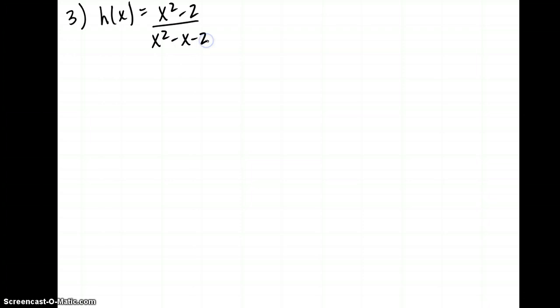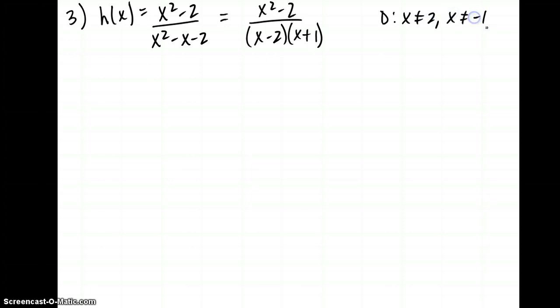Minus 2. So before even attempting to determine the domain, let's simplify the expression if we can. Numerator is not the difference of perfect squares, so we'll leave it as is. The denominator factors into x minus 2 times x plus 1. So the domain, x can't equal 2, x can't equal negative 1. So we have to look at the one-sided limits of both of these values.